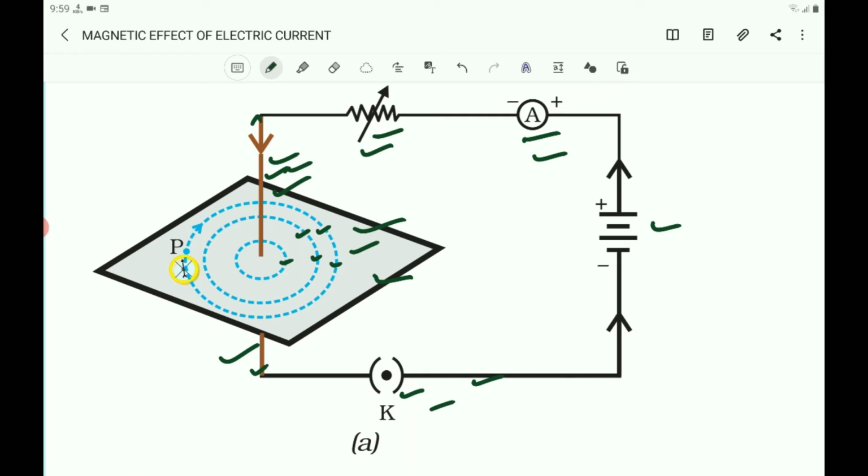And also observe the direction of the needle. The direction of the north pole of the compass needle gives the direction of the field lines. Here the direction of the north pole of the compass needle gives the direction of the magnetic field produced by the electric current through this straight conductor at a point P. Here we have to find the magnetic field at a point. If you keep the magnetic needle at a point P, the deflection of the magnetic needle shows the magnetic field at that point.